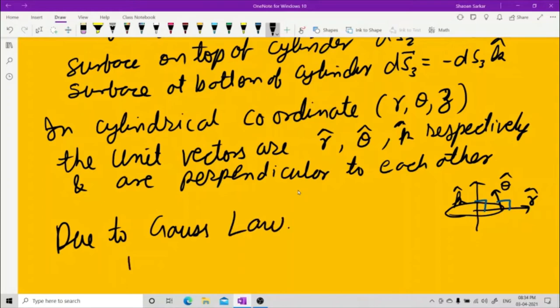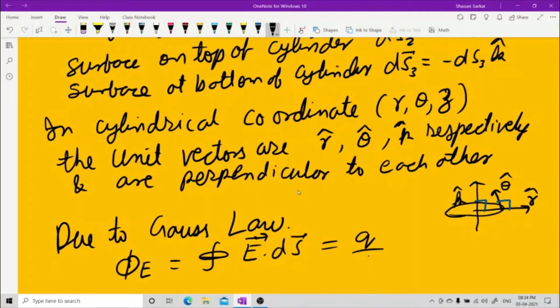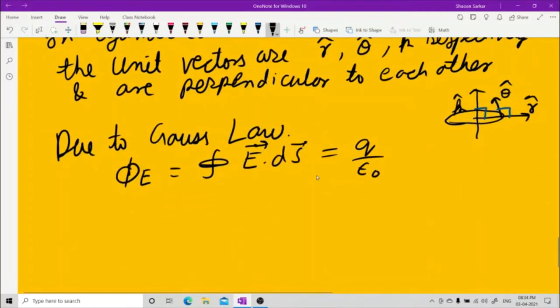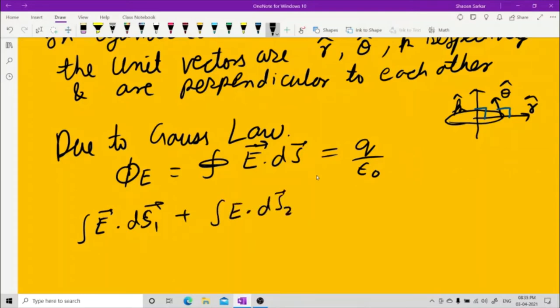Now, due to Gauss law, the electric flux phi E, the total integral over all the surfaces, is equal to charge enclosed upon epsilon naught. Now, in this, the integral of E dot dS is E vector dot dS1 vector plus E vector dot dS2 vector plus E vector dot dS3 vector, which is equal to the charge enclosed by the Gaussian cylinder.